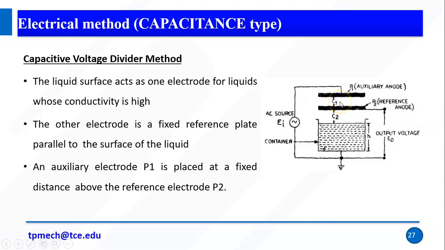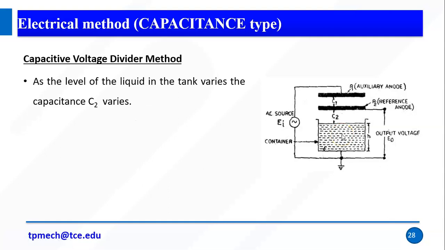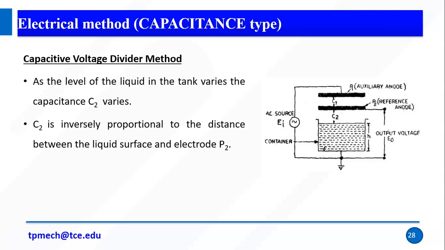C1 is a fixed value because P1, P2, the distance between these two is a constant one. We already fixed it. But C2 may vary. How does C2 vary? Based on the liquid level variation. Right? So as the level of liquid in the tank varies, the capacitance C2 varies. C2 is inversely proportional to the distance between the liquid surface and the electrode. Right? So with that we can easily measure the level. So if C2 varies, we can easily measure that the water level is at this level. This is what capacitance voltage divider method.